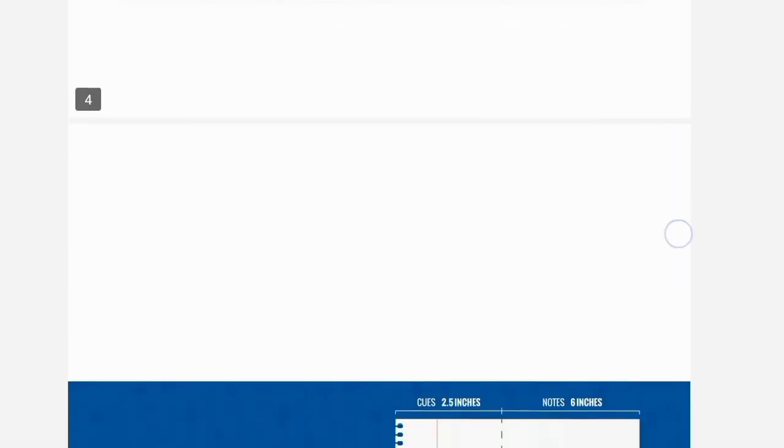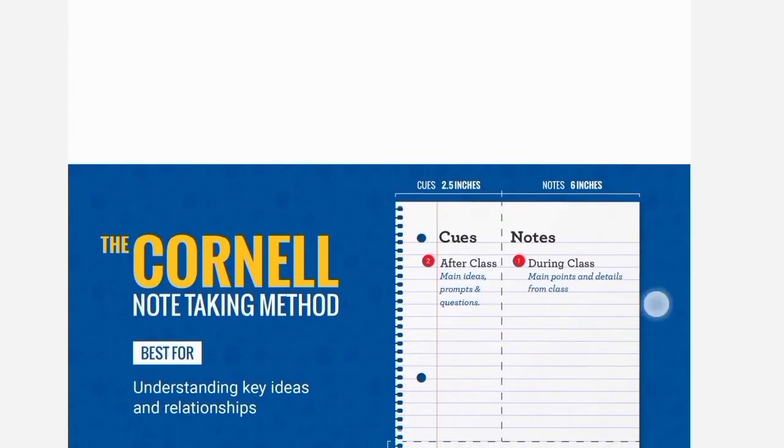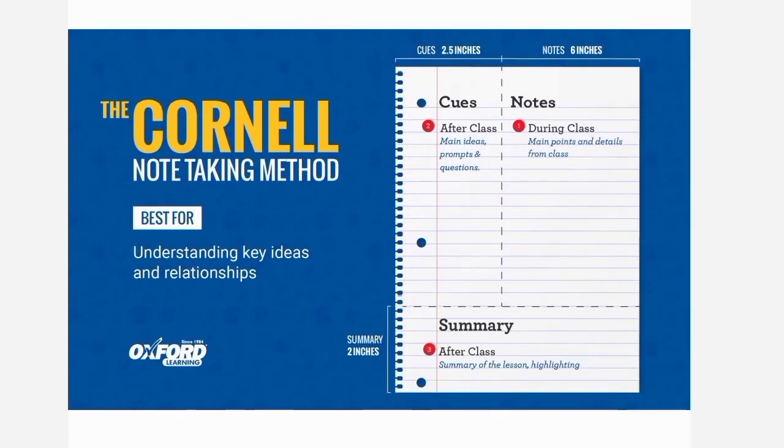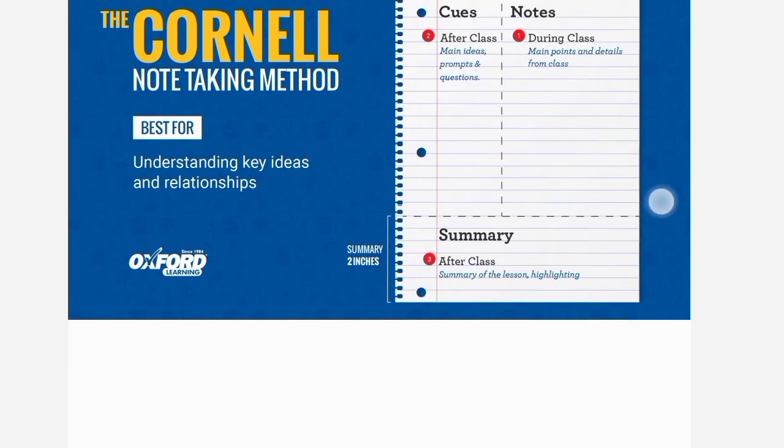So I will show you an example of the Cornell method. So here the page is divided into 3 sections, the cues, notes and a summary. Notes should be taken during class or while referring to notebooks, and after that the cues and summary.